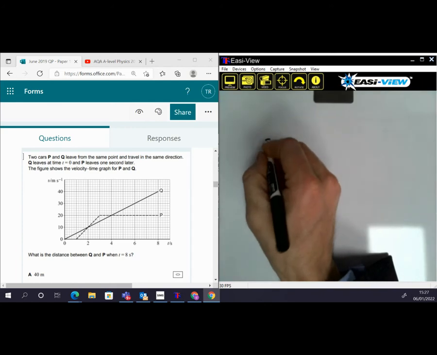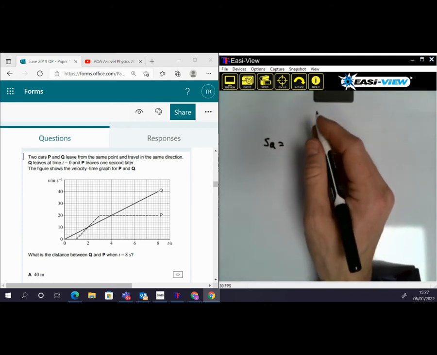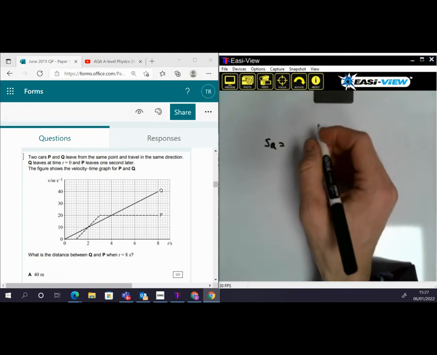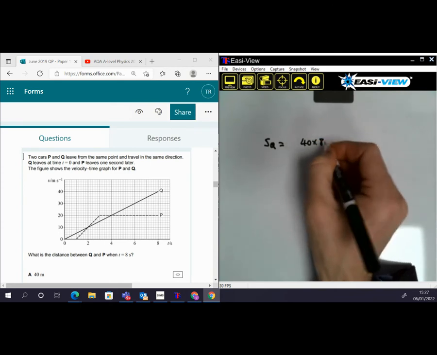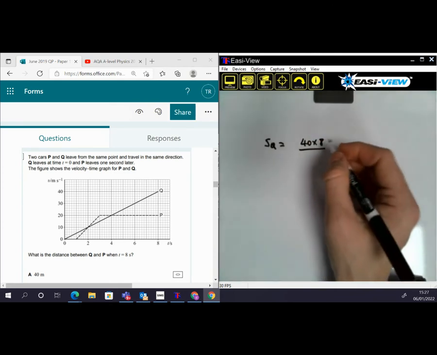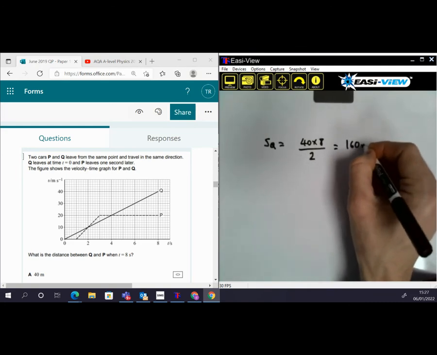So I can find out how far Q has traveled because I just find the area under that line, which is a triangle. So it's 40 multiplied by 8, which would give me the area of the rectangle, but it's only half of the rectangle because it's a triangle. So I divide by 2 and I get 160 meters.